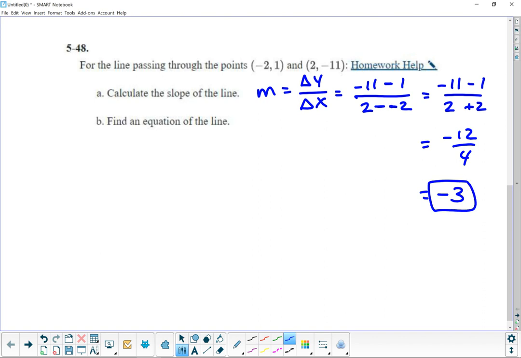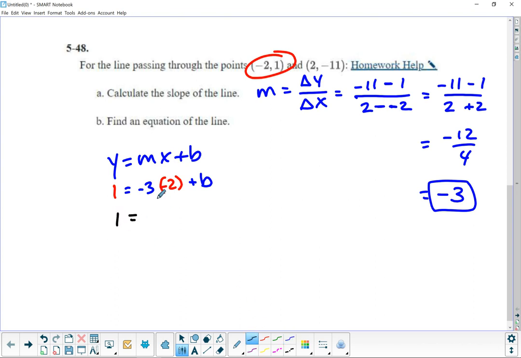The equation of a line, y equals mx plus b. All right, and you can pick either one of these to use. I'm going to use negative 2 and 1. So negative 2, I'm going to put in place of the x. 1, I'm going to put in place of the y. The slope is negative 3. And I'm just going to go ahead and find my b, and that would take care of my equation of the line. So work this out.